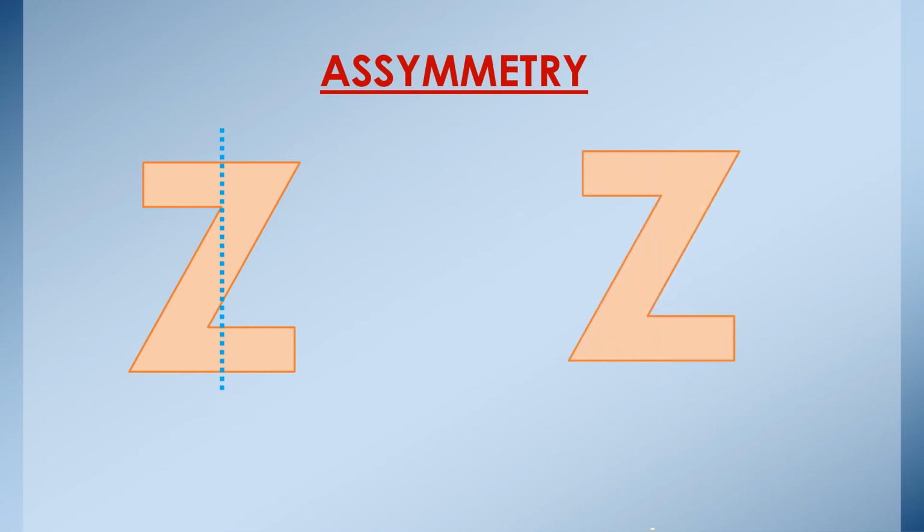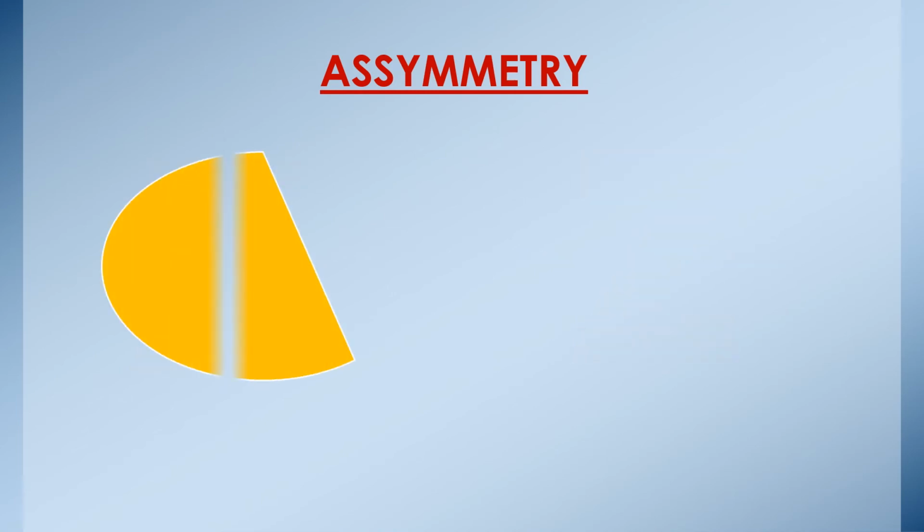Let us take the same letter Z. We draw a horizontal dotted line in the middle. Here we notice that the letter Z, one part of letter Z does not fall exactly on the other part. So with this line also, the letter Z is said to be asymmetrical. Let us see some more examples.